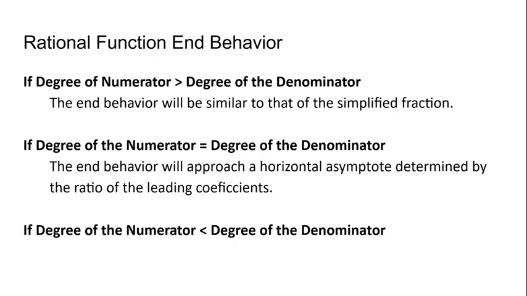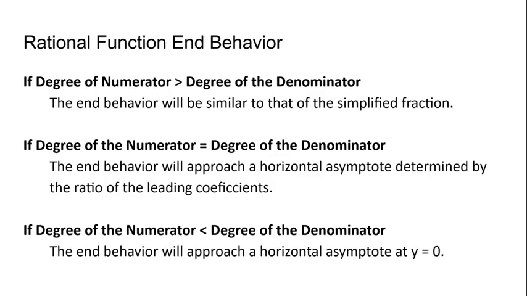And if the degree of the numerator is less than the degree of the denominator, well, then we're going to be dealing with another horizontal asymptote, specifically at y equals 0. That is always going to be the case. And let's look at some examples now to see these in action.